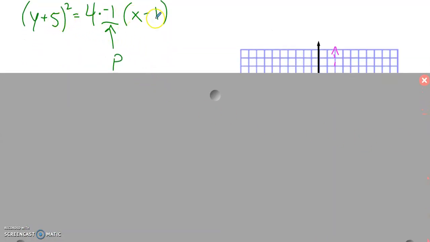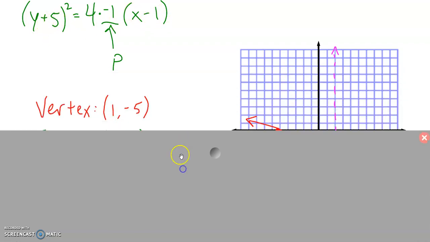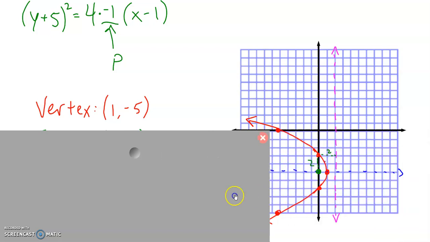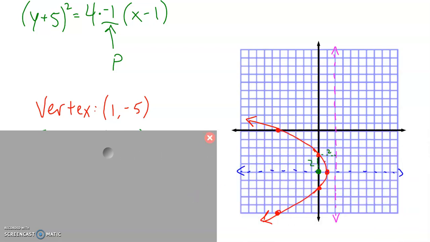So I'm going to start with the vertex, which is going to be at (1, -5), and then p will tell me how far away the focus is from the vertex, but you have to pay attention to which direction it's going to be in. So this is where I'm going to start plotting some of the stuff that I know.